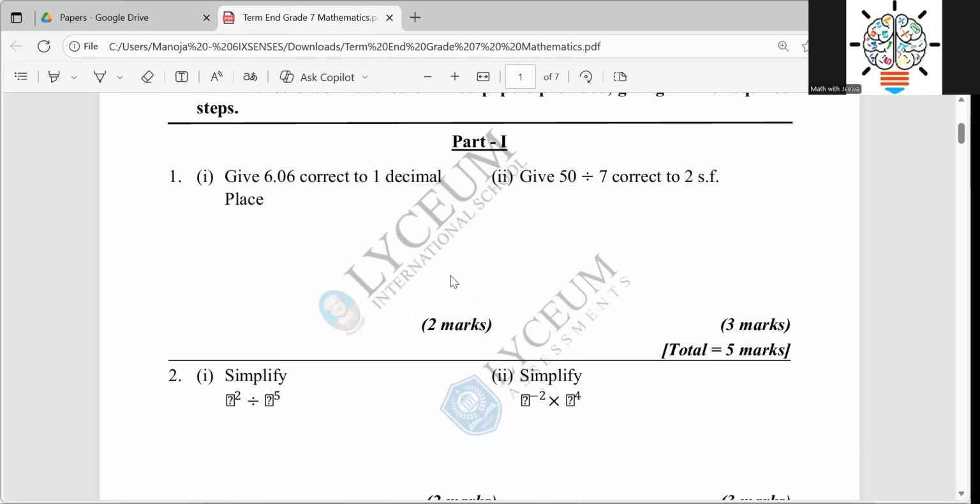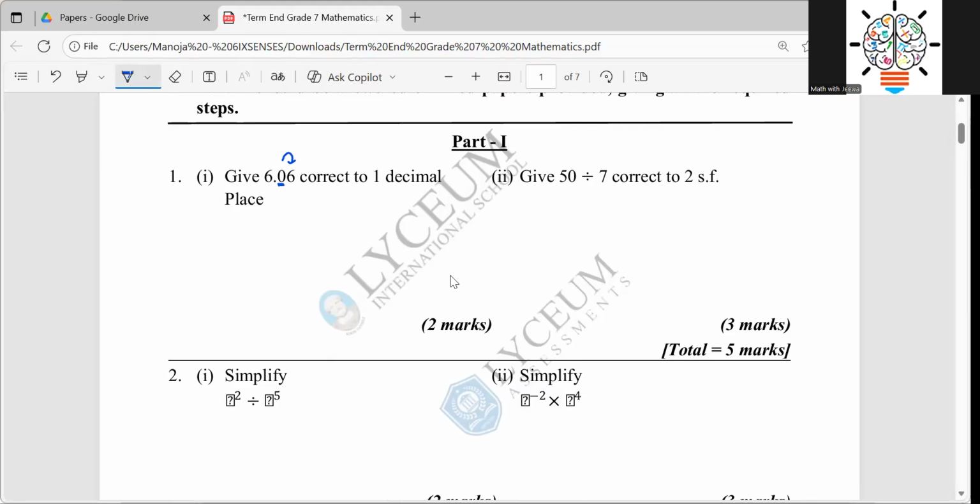So here, the first one: 6.06 correct to 1 decimal place. Now, first of all, you want to understand what the first decimal place is here. So this is the first decimal place. You underline it. And you look at the next number, right? When you have this kind of question, this is very easy. You just recall the theory. If they have asked you to correct a particular number to the first decimal place, first you underline the first decimal place, and you look at the next number.